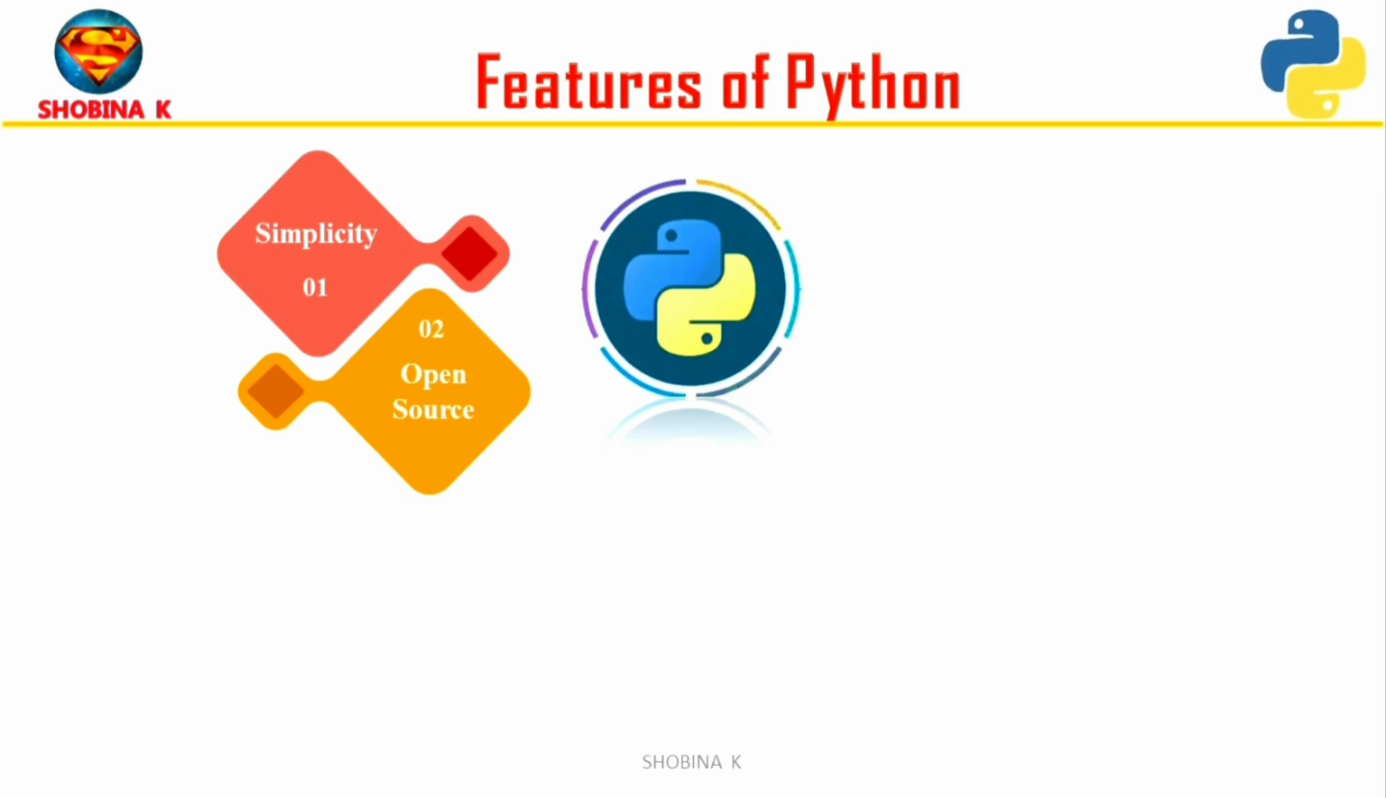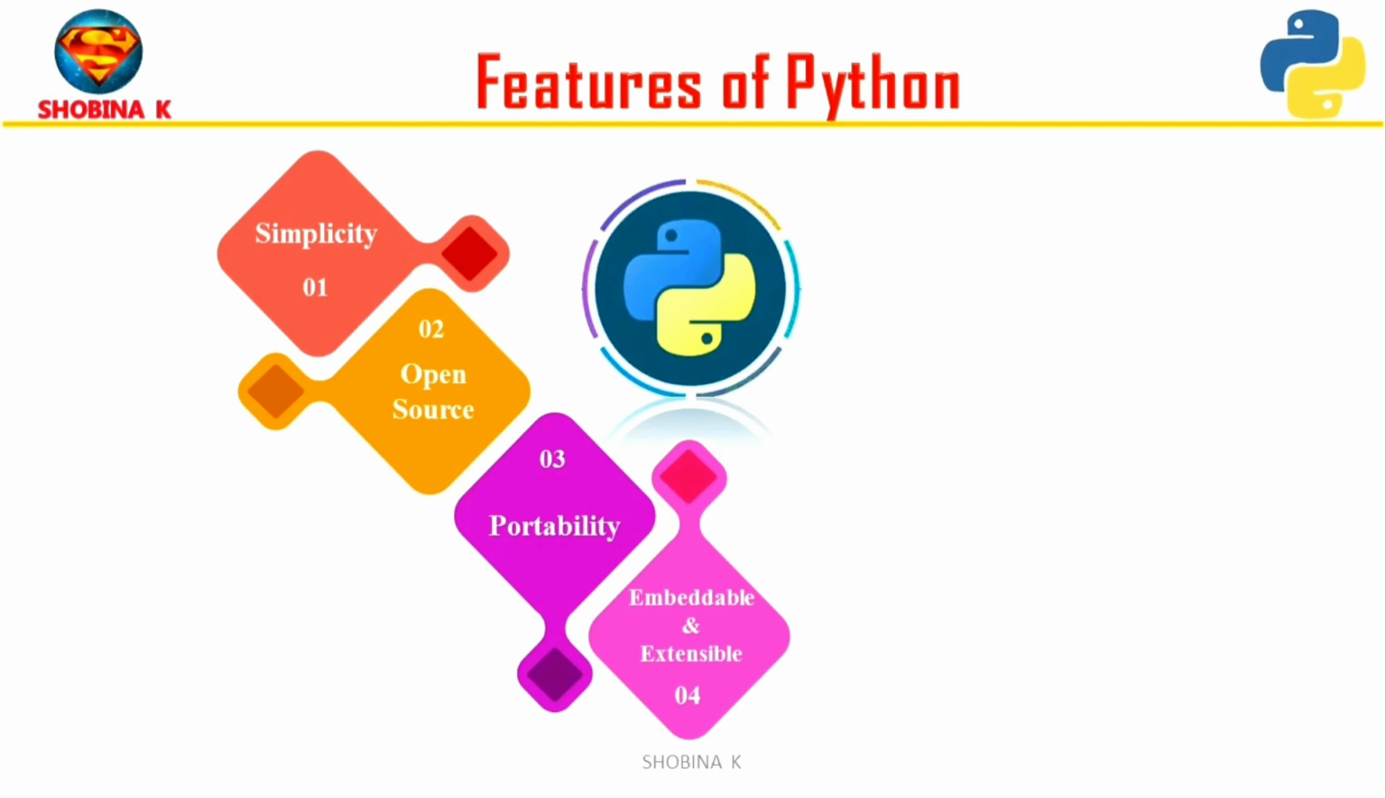And that brings us to the next feature, which is portability. Python supports portability, which means the code can be shared. Our next feature is embedding properties. Python can have snippets of other languages inside it to perform certain functions.